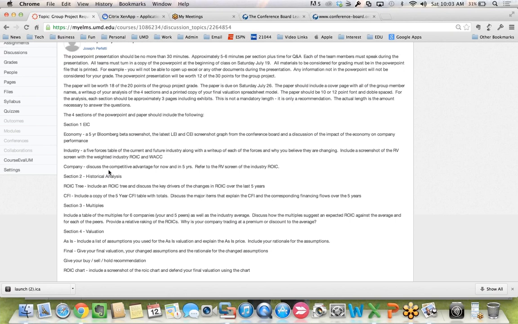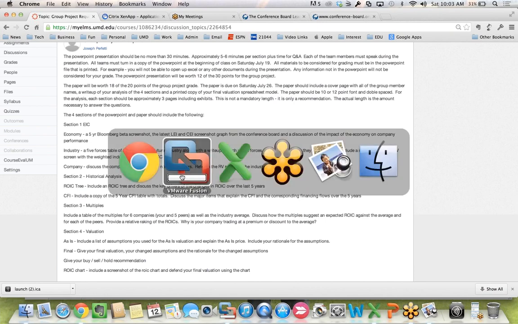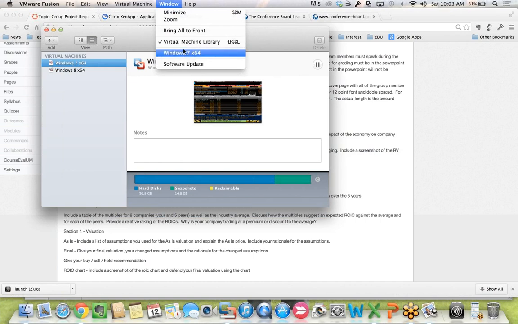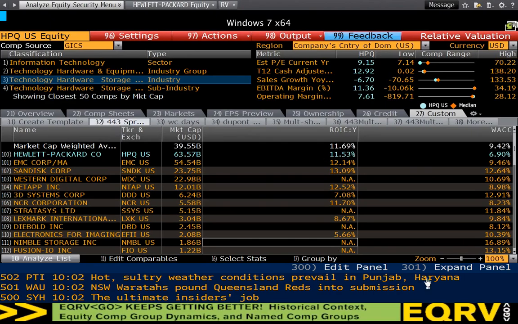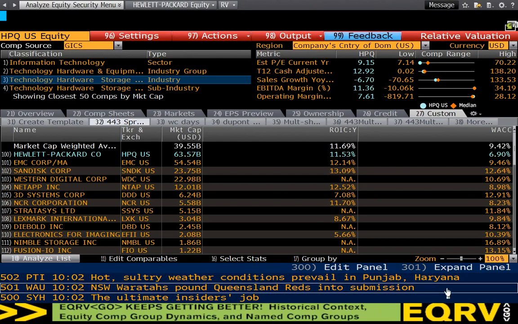In the C part of the EIC, you need to talk about competitive advantage. So in this case, given this data, just look at HP real quick. Does HP have a competitive advantage?